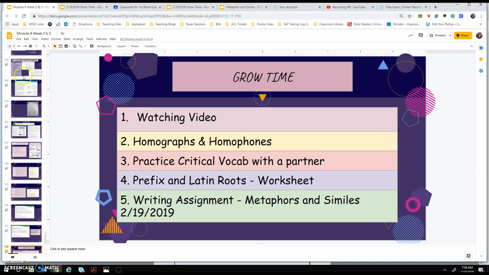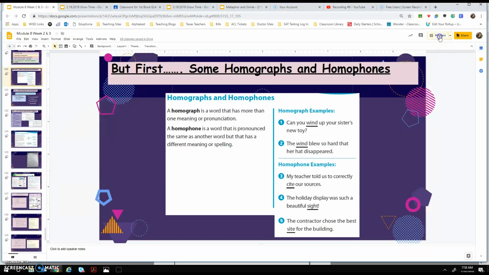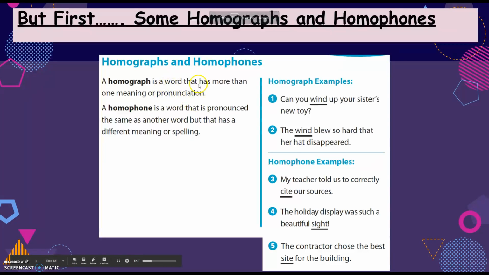So on this, I'm going to give you a quick mini lesson on everything that you need to be covering for homographs. Just to remind you, a homograph is a word that has more than one meaning or pronunciation. So can you wind up your sister's new toy? Or the wind blew so hard that her hat disappeared. As you can see, these are the same word, but they have more than one meaning and more than one pronunciation.